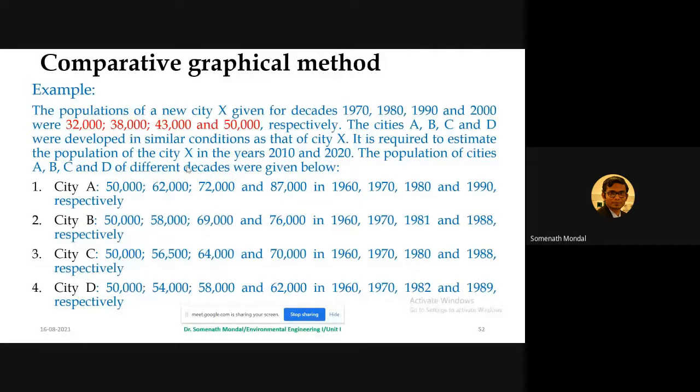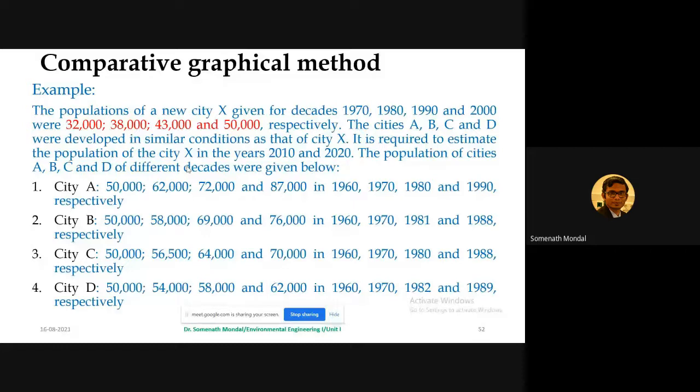The populations of a new city, which can be denoted as X, are given for a few decades, let's say 70, 80, 90, and 2000, and we have the corresponding populations respectively. Now the cities A, B, C, D were developed in similar conditions as that of city X. It is required to estimate the population of the city X in the years 2010 and 2020. The populations of cities A, B, C, D of different decades are given below.